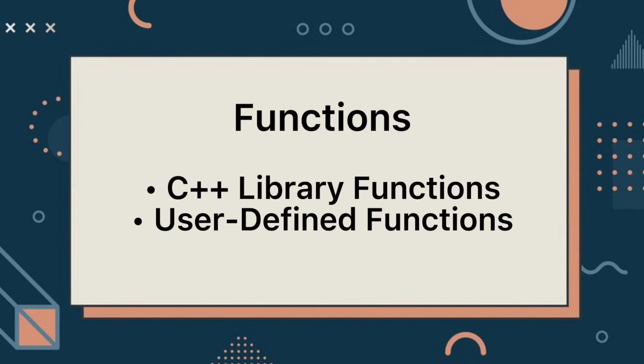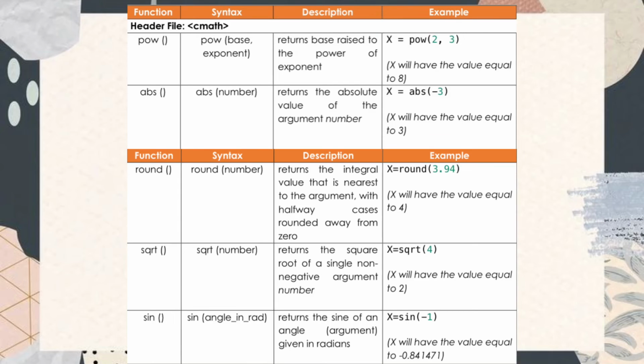Function. A function is a block of statements that perform a specific task which can only be executed when it is called. It is also known as a method or a subroutine or a procedure. These are the predefined functions of C++.